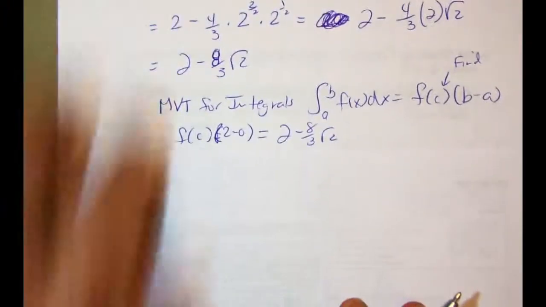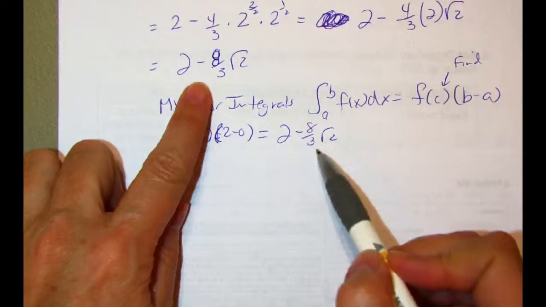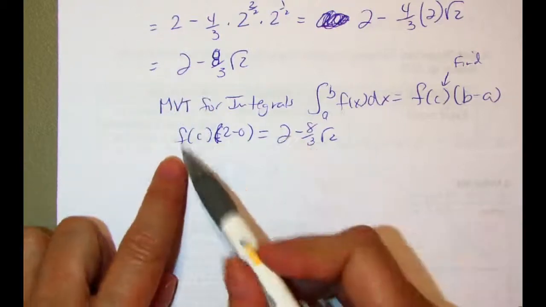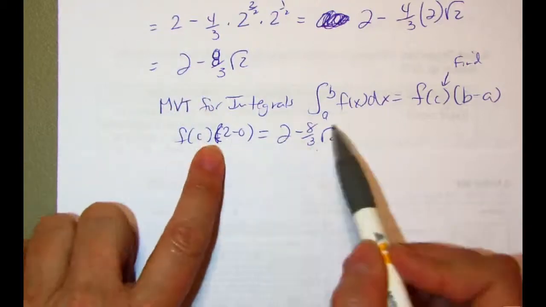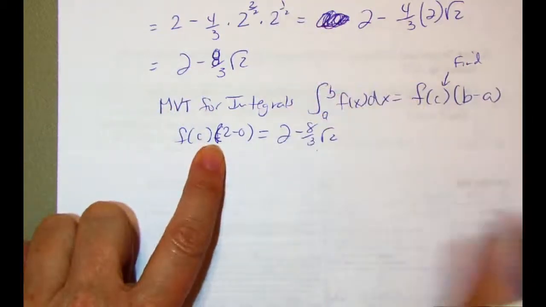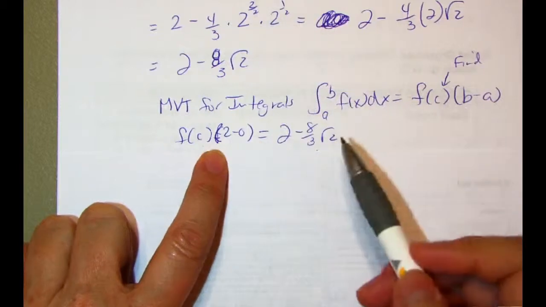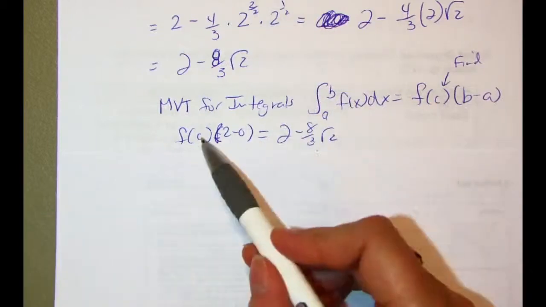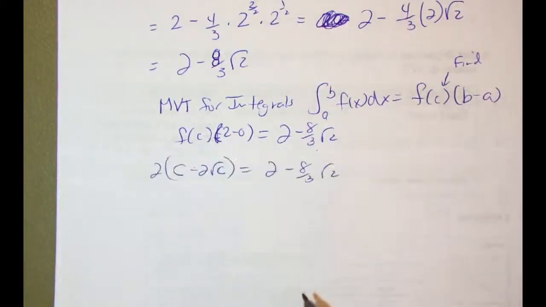So let's go ahead and do that. You see here's this side, and I set it equal to f of c, and there's my b minus a. My b minus a, back at the original problem, is 2 minus 0. And we're going to find this c.